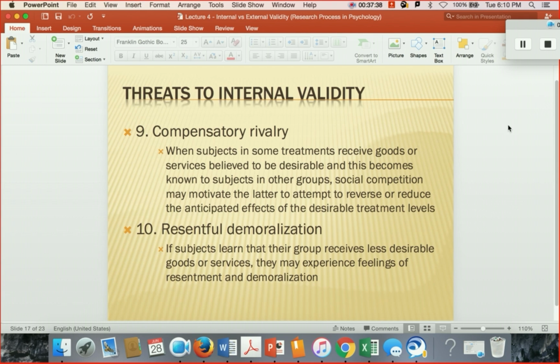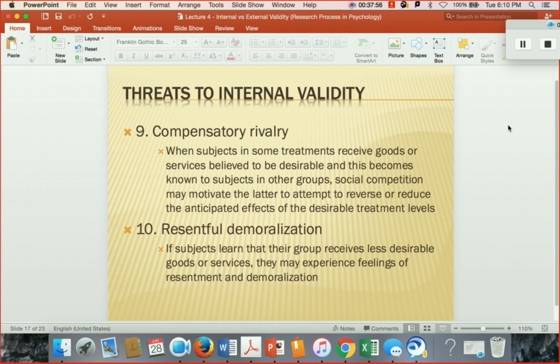So as you notice now, there are lots and lots of factors that affect just internal validity at this point. We haven't even talked about external validity and the potential threats that may exist. These are just some issues to internal validity. Questions up to now?